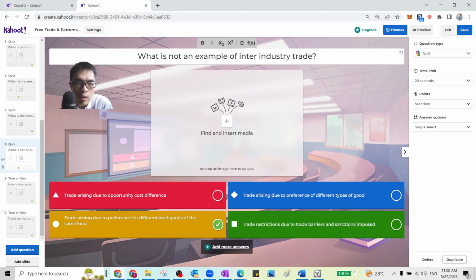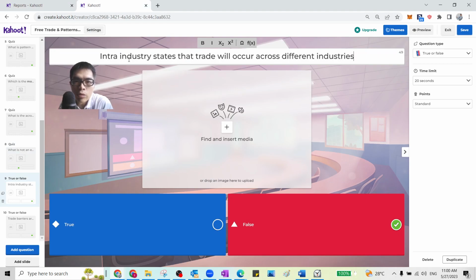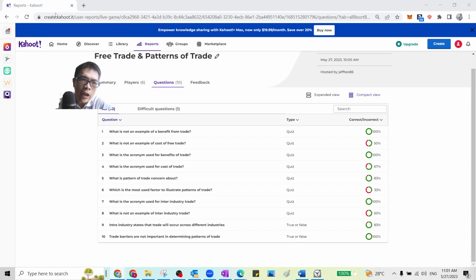And the last one. Intra-industry states that trade will occur across different industries. No, intra-industry is same industries or similar industries. Different industries must be inter-industry. So having said that, I have reached the end of the quiz.